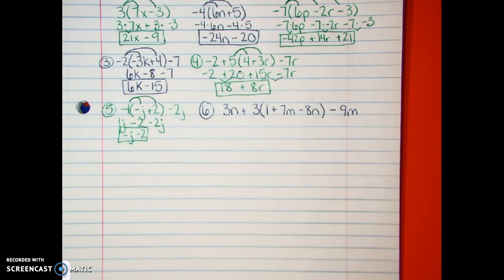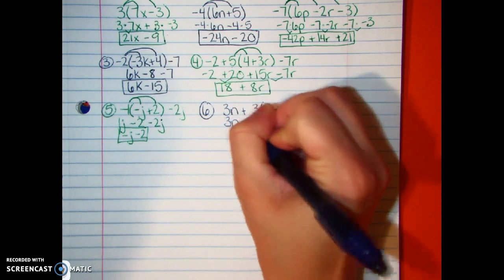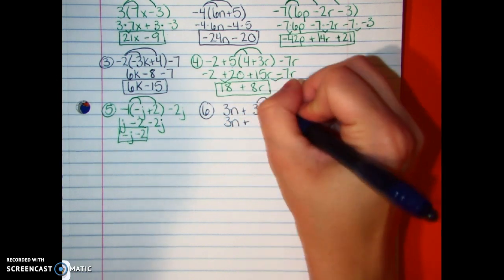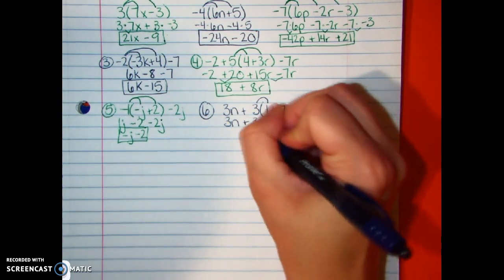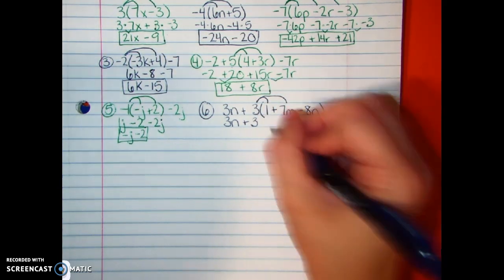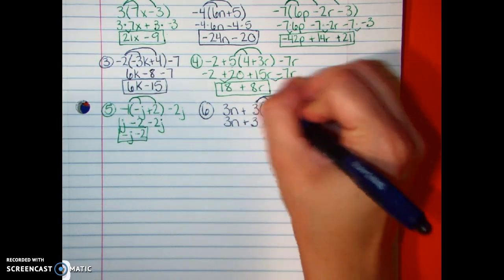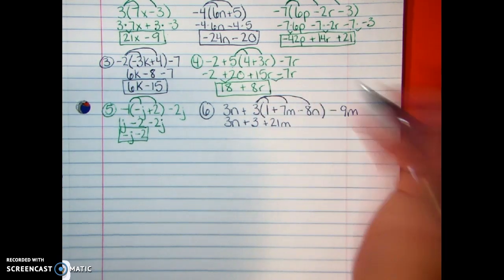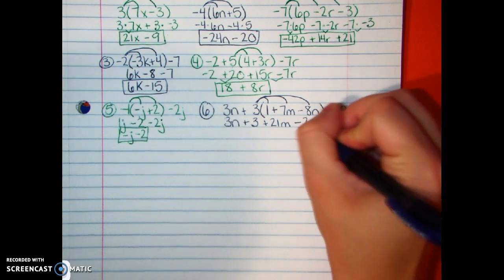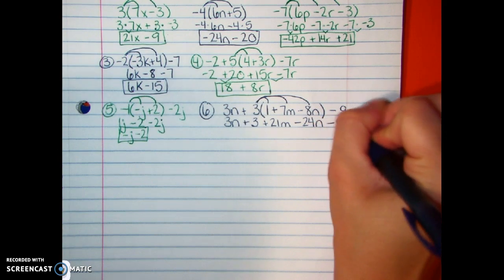Okay, first thing I'm going to do is distribute that 3 to all 3 terms. So bring down the 3n plus 3 times 1 is 3. 3 times 7m is a positive 21m. And 3 times negative 8n is negative 24n. And bring down the minus 9m.